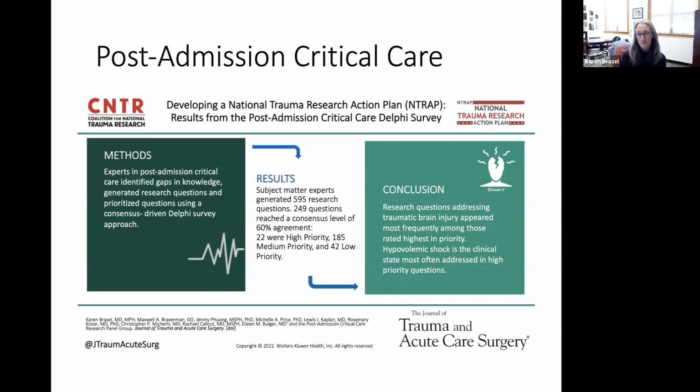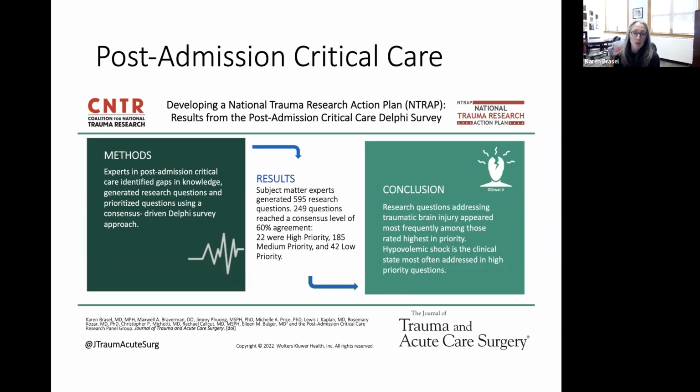We identified some gaps, and then generated questions. We generated almost 600 research questions. Some of them were informed by our own practices, our own opinions, the patients we take care of. Some of them were informed by research that existed that we took a look at. As I said, not everybody agrees about everything.